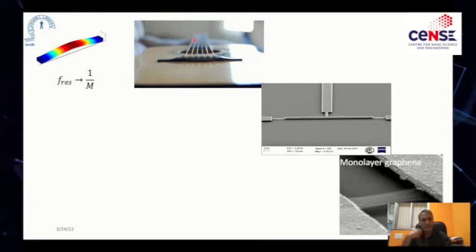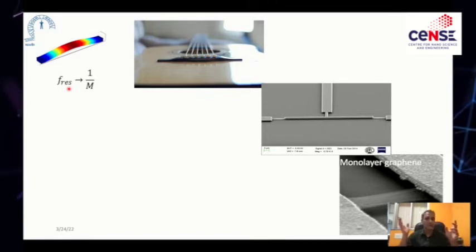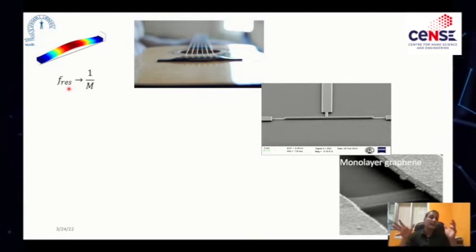If I take one of these guitar strings and put a small amount of material on it, the frequency changes. If your ear is tuned to detect very small changes in frequency, you will say, look, something has happened, maybe the mass has changed. You do exactly the same thing at a smaller scale, but you do not use your ear for the detection. You use all kinds of electronic circuitry.